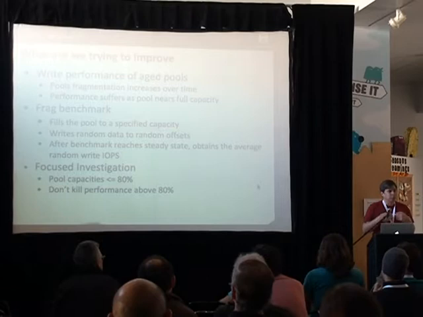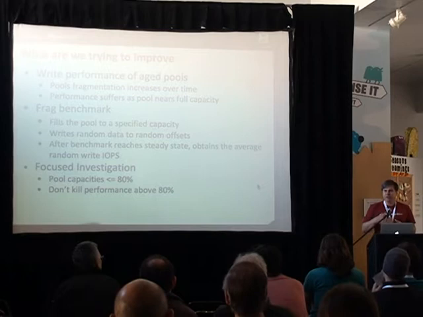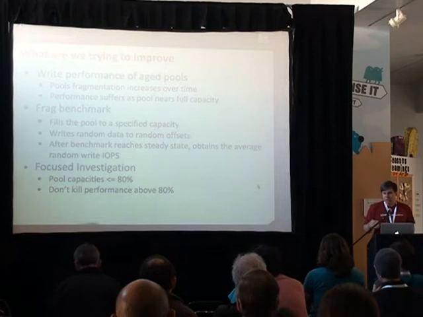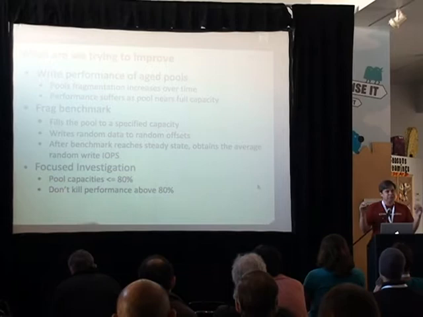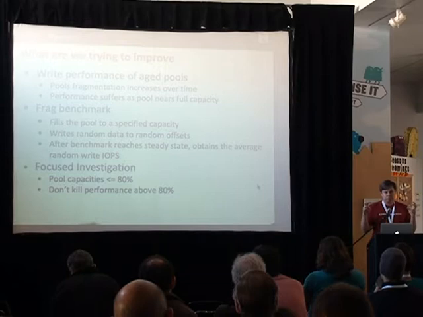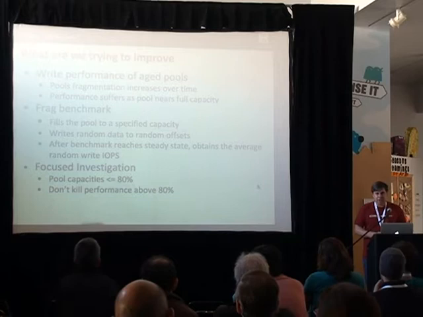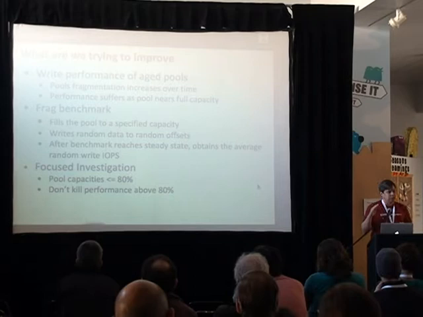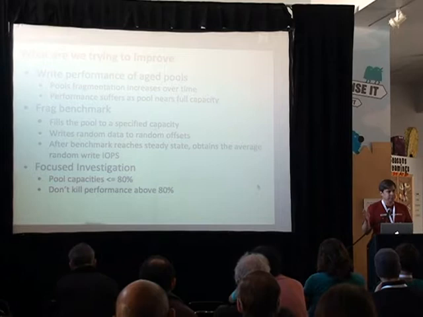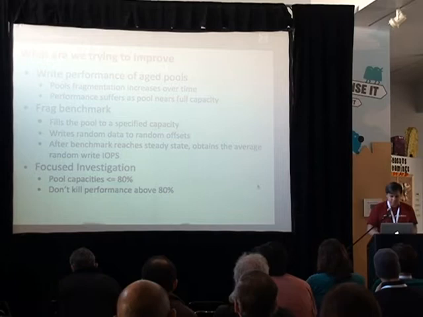What we're monitoring for, though, is a kind of steady state, a point where we're no longer seeing a big fluctuation in IOPS or throughput. Once we get to that state, we'll take a sample and then average the IOPS over that sample and report that as the random write IOPS for that frag benchmark at that capacity. We focused our investigation on pool capacities less than 80%. We've found that 80% is a good benchmark for where there is typically a cliff in performance. So we wanted to make sure that for anything less than 80%, that's what we would target. But we also didn't want to kill performance above and beyond that.